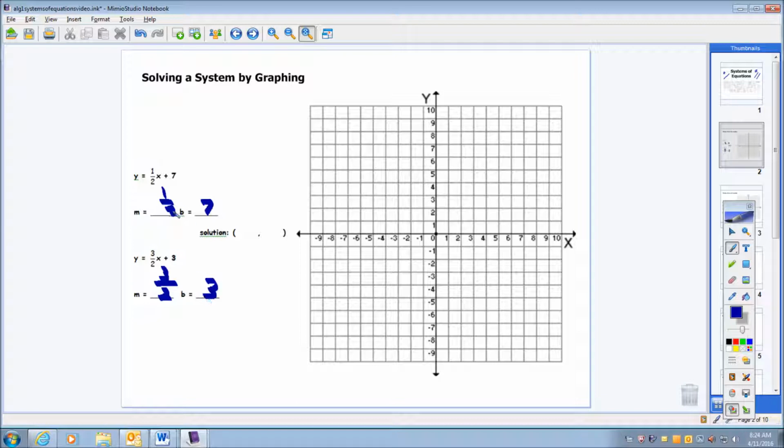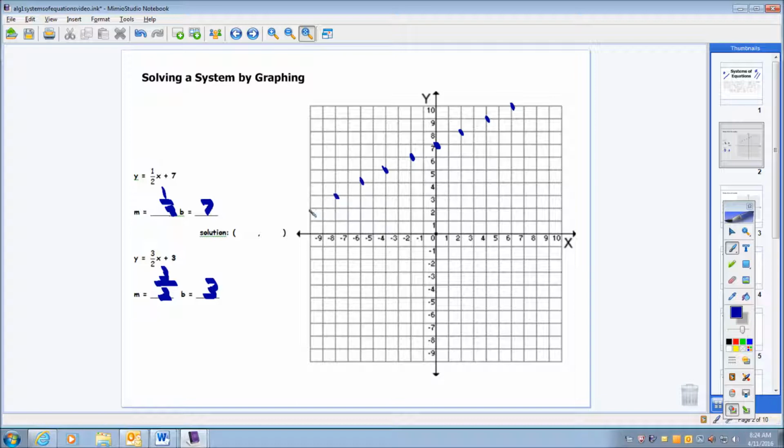So what you do, it doesn't matter where you start, I'll start here. The b is 7, so we put a point at 7. And the slope is 1/2. So from this point, we're going to go up 1, over 2, put a point, up 1, over 2. You want to put a whole bunch of points because we don't know where they're going to collide. From here, we can also go down 1 and 2 to the left, if you remember way back from Unit 4, when we officially graphed lines.